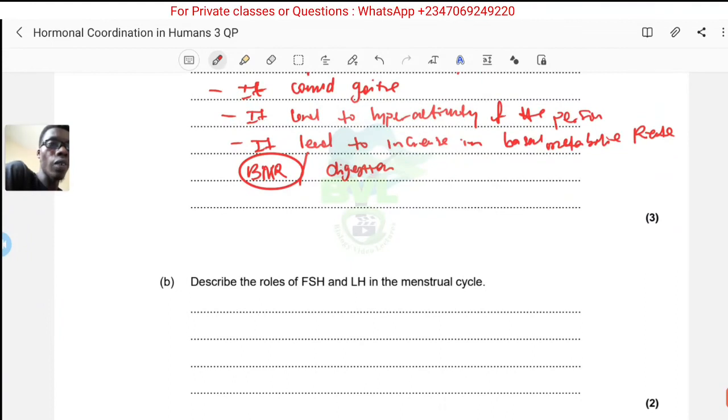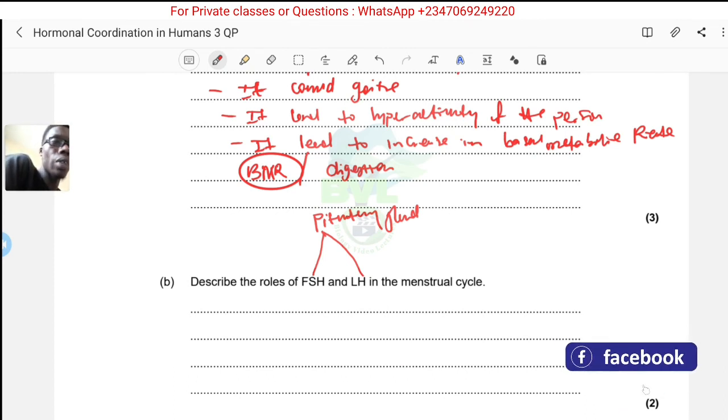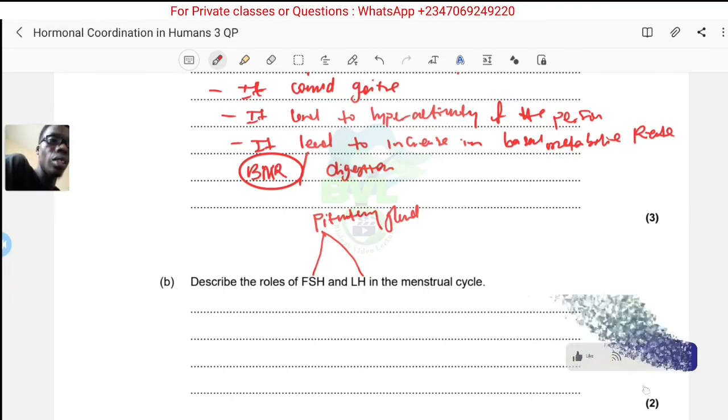Describe the role of FSH. You might want to remind yourself what secretes these hormones. The 2 that secrete these hormones is the pituitary gland. What's the full form of FSH? Follicle stimulating hormone. Then LH is luteinizing hormone. So it says describe the role of FSH and LH in the menstrual cycle.